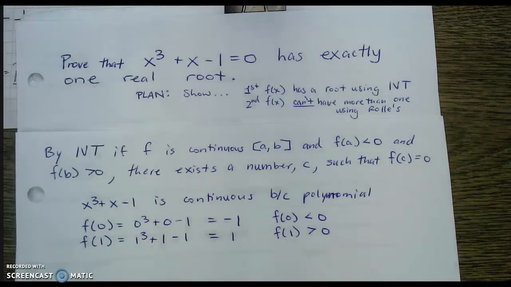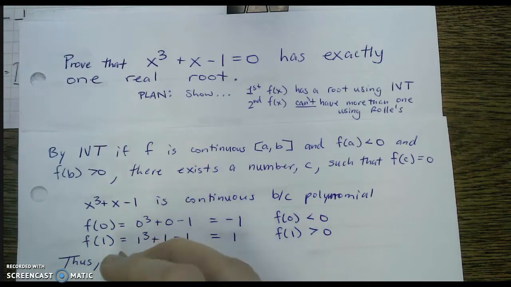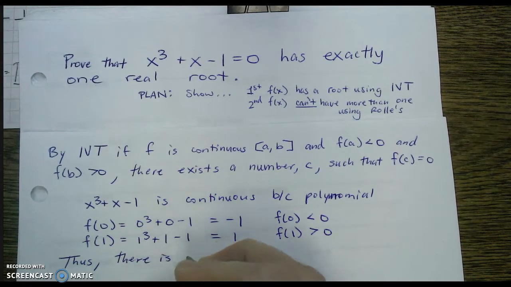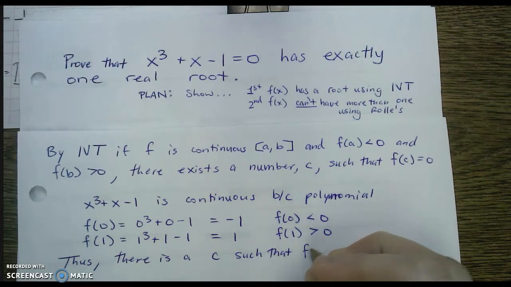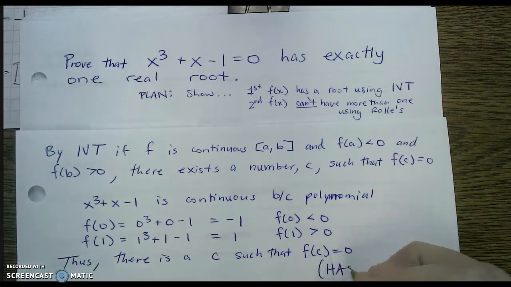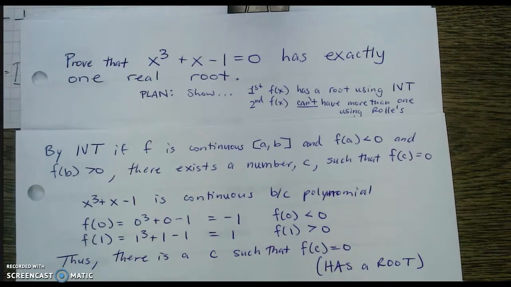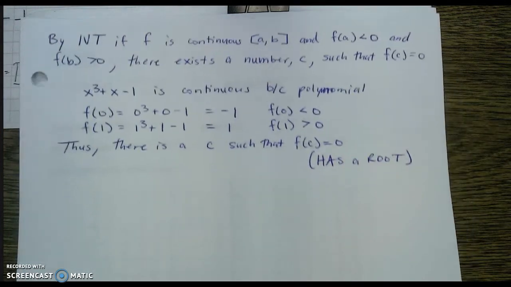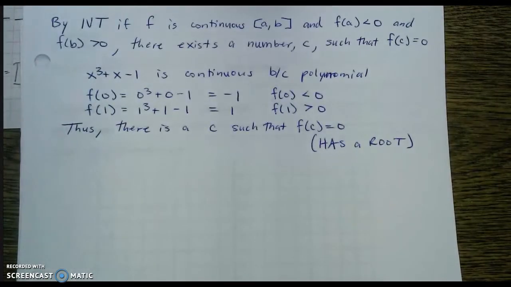And so now I can say, because it's continuous, and because I have less than 0 and greater than 0, there is a c value. Thus, there is a c such that the value of c is 0. So I've just shown that this function has a root. More specifically, I've shown that this function has a root between 0 and 1.